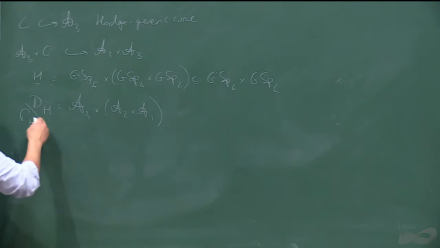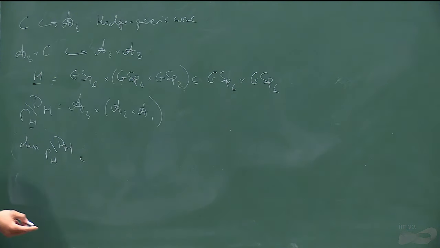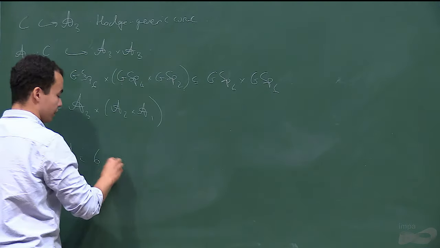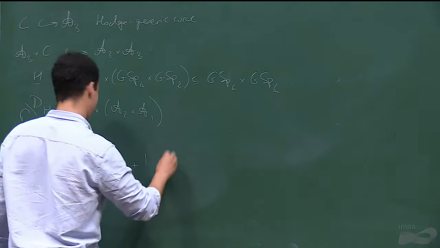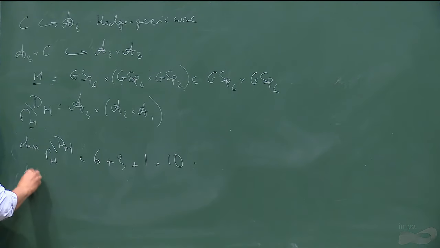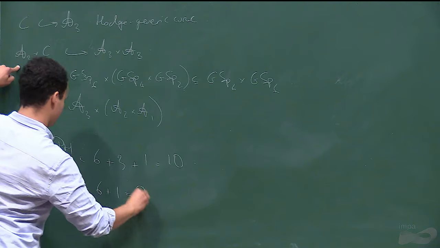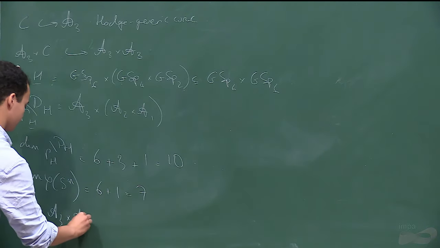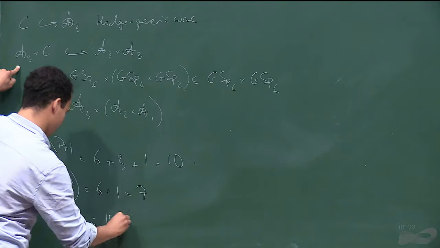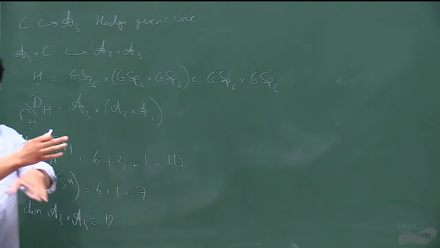This one, A3, its dimension is 6. A2 is three-dimensional, and A1 is one-dimensional. So it's 10. And the dimension of the other piece here is 6 plus 1, 7. And the dimension of D of A3 plus A3, I mean, we have this plus this minus this is bigger than zero. So we should have many intersections.